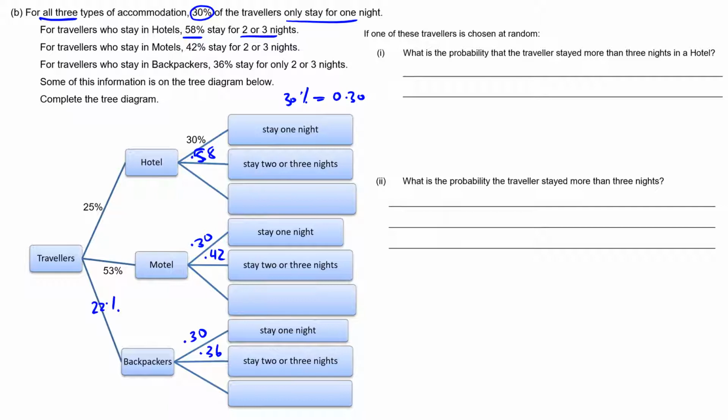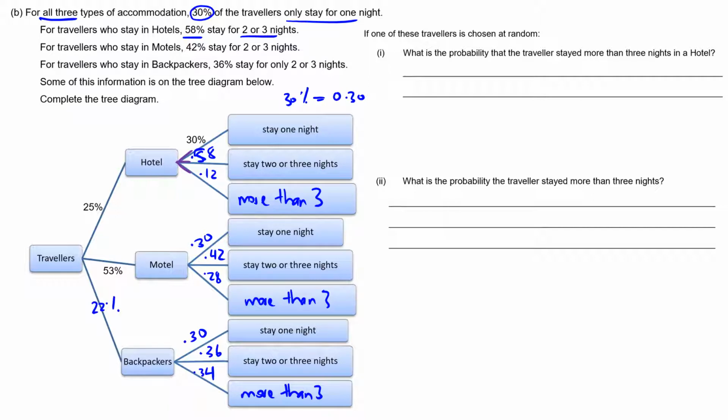Now remember, all the branches that come from the one spot have to add to 1, so 0.3, 0.58 and 0.12 add to 1. 0.3, 0.42 and 0.28 add to 1, and 0.34 down the bottom. Now if this is stay 1 night, stay 2 or 3, this is more than 3, more than 3, and more than 3. So now we get to our question.